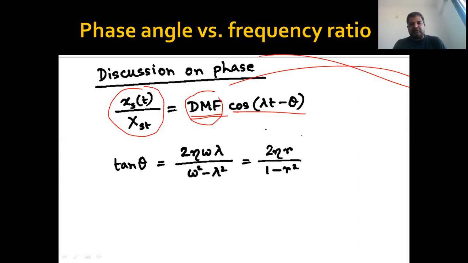In this equation, tan theta is nothing but 2 eta omega lambda upon omega square minus lambda square. If you divide by omega square on both sides, then this expression in terms of r will come. This we have already done earlier. I am putting the same equation.